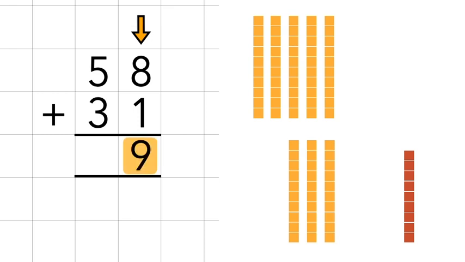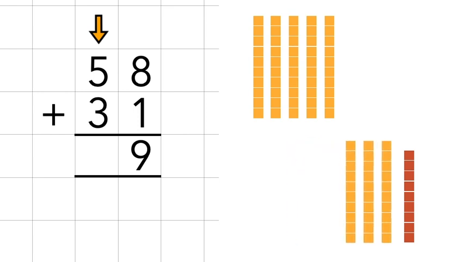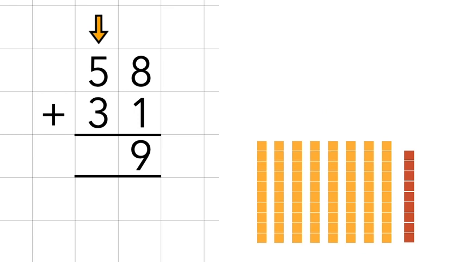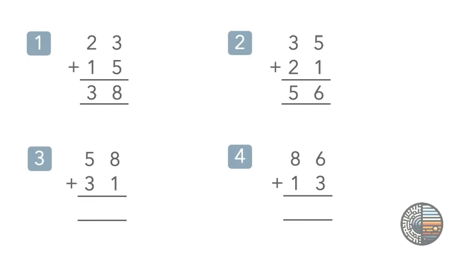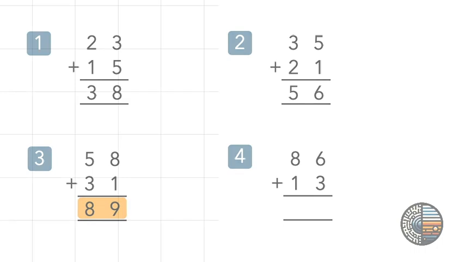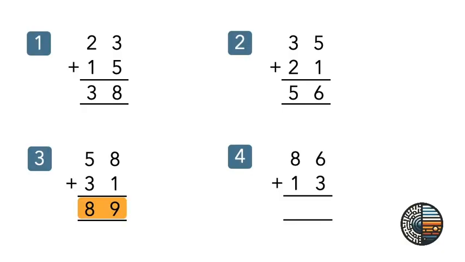So 9 goes in the units column. And now we move on to looking at the tens. We have 5 tens, which is 50, plus 3 tens, 30. That gives us 8 tens altogether, which makes 80. So we put an 8 in that tens column, and our overall answer is 89. Let's put that into the answer for number 3, and let's move on to the final question, which is question 4.